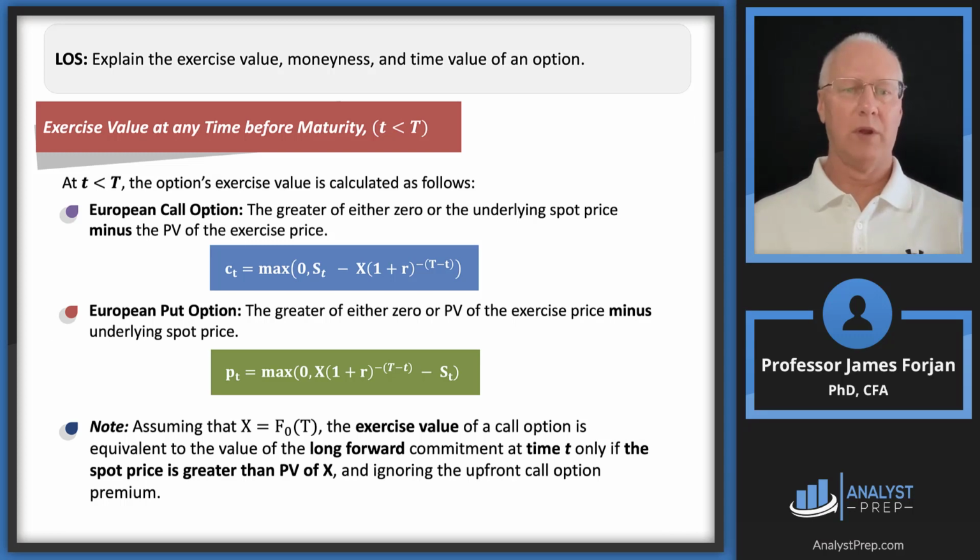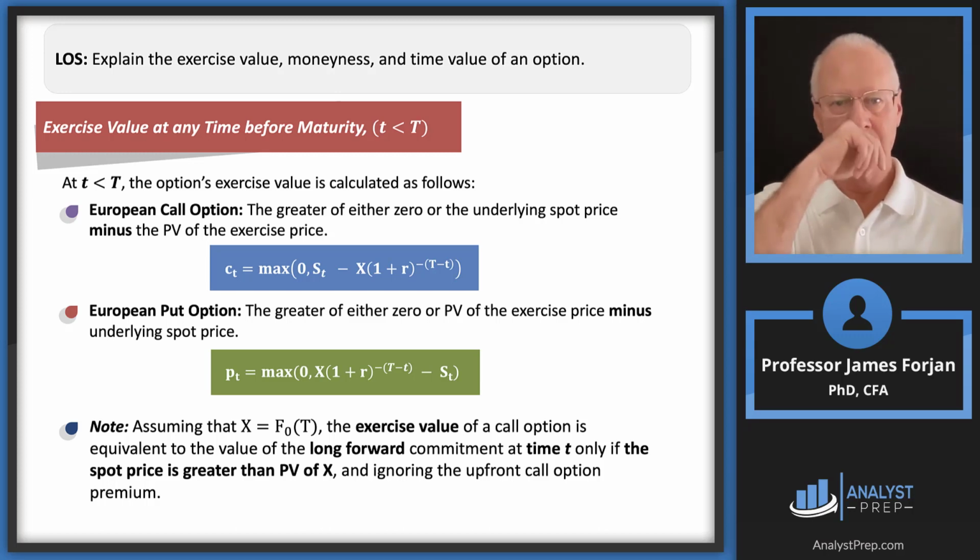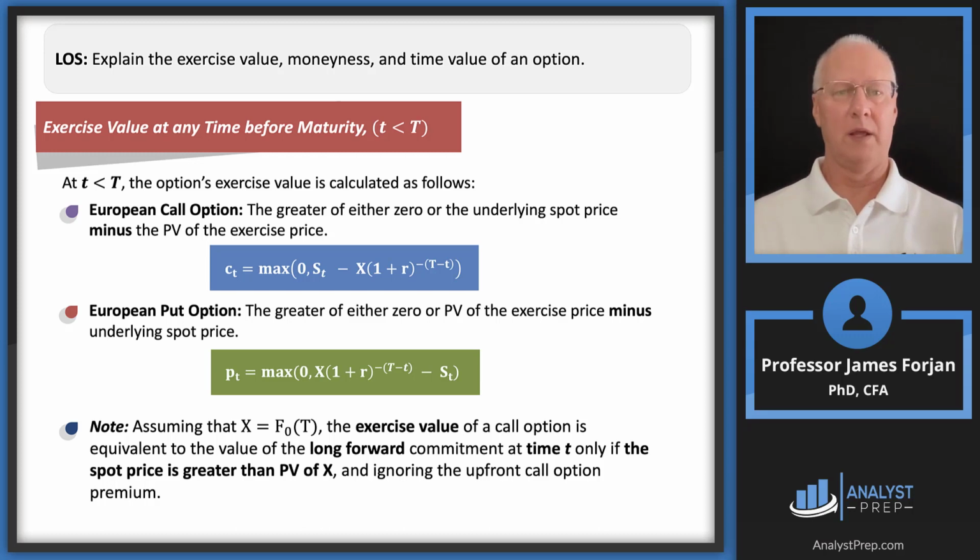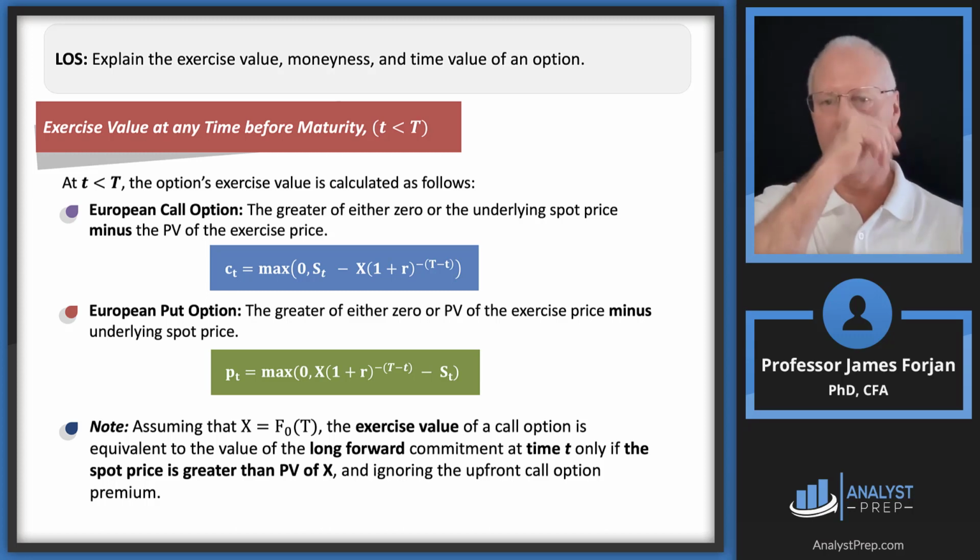Now, of course, the more interesting question is, what is the exercise value between the initial date of the option, when the option was created and sold, and the expiration date? So notice what we have up there in the bolded red box, exercise value at any time. If this is a 6-month option, then we can compute the exercise value on day 1 and 2 and 3 and 4 and 5 all the way up to however long it takes to get to that expiration date.